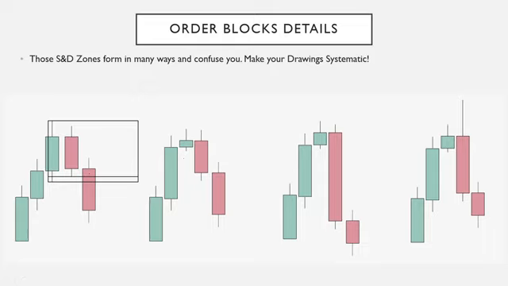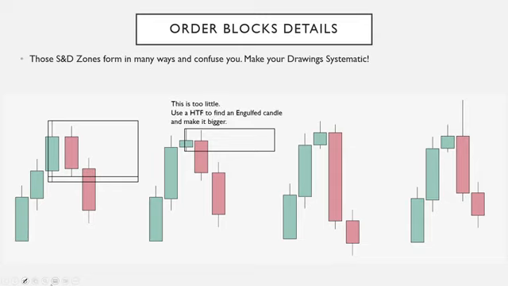This one, pause the video and draw it. How would you draw it, right? This one is rather simple. There it is. This one is very little. So use a higher time frame to find an engulfed candle and make it bigger. What I usually do is go to a higher time frame, like if this is the 50-minute time frame and the candle is so small, I'm going to go to a 20-minute or a 25-minute to find a bigger candle that is engulfed. Because as I previously mentioned, you don't want to refine too much, and I'm going to show you why later.